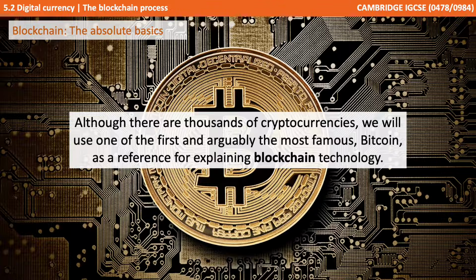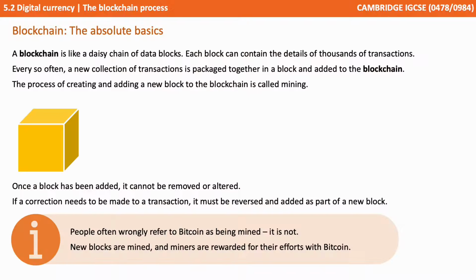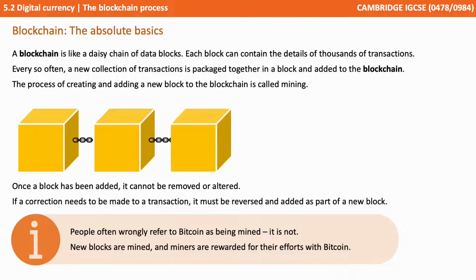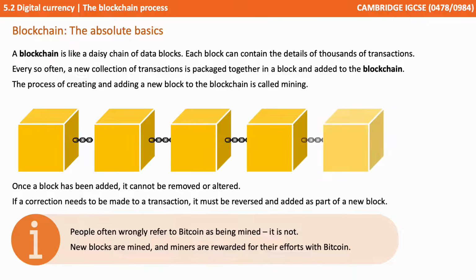Although there are thousands of cryptocurrencies, we will use one of the first and arguably most famous, Bitcoin, as our reference for explaining blockchain technology. So a blockchain can be thought of like a daisy chain of data blocks. Each block can contain the details of thousands of transactions. Every so often, a new collection of transactions is packaged together in a block and added to the blockchain. The process of creating and adding a new block to the blockchain is called mining. Once a block has been added, it can't be removed or altered.